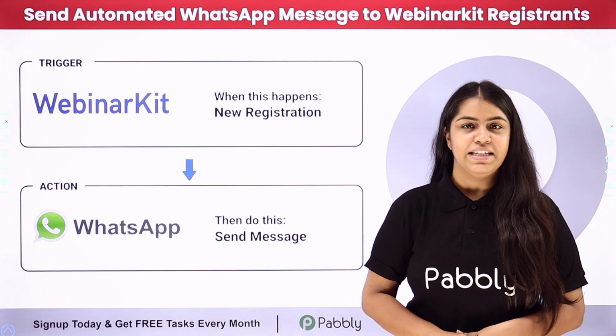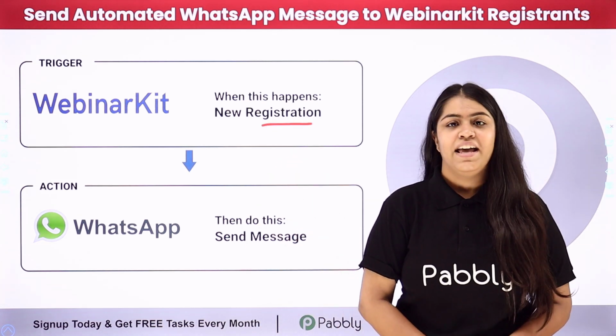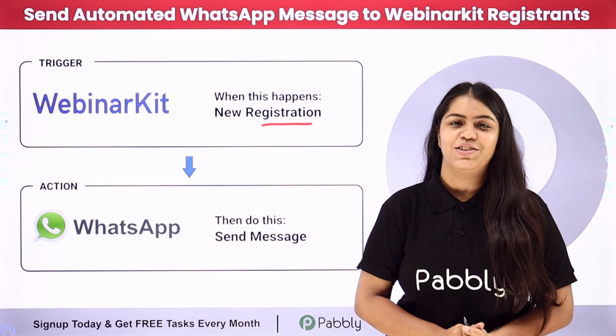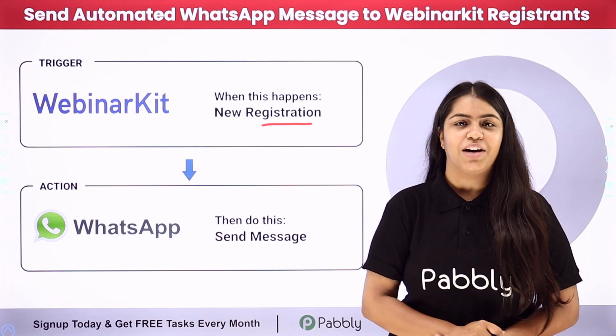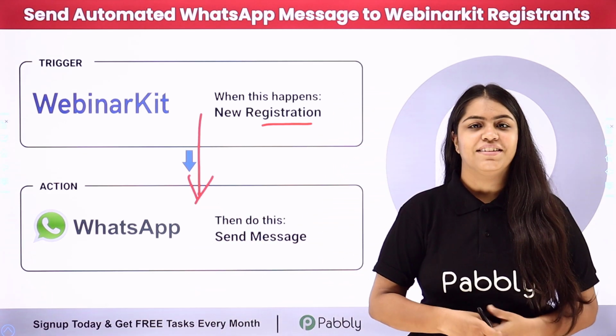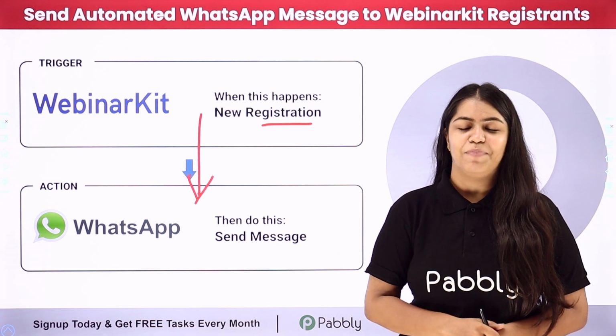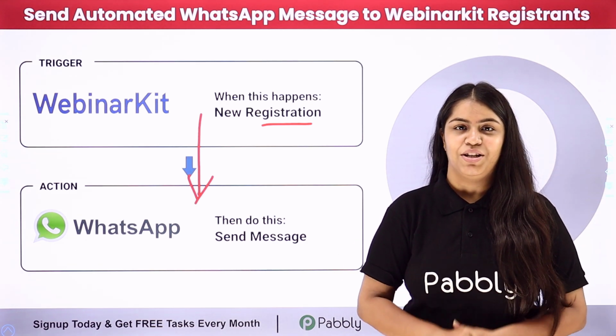So over here, I'm doing the same and I wish that as soon as a new registration is made in my WebinarKit, an automated WhatsApp message should be sent to my registrant. For this, we are going to create a connection between WebinarKit and WhatsApp. To create this connection without knowing any programming or coding language, we are going to use Pabbly Connect. It is an amazing automation software.